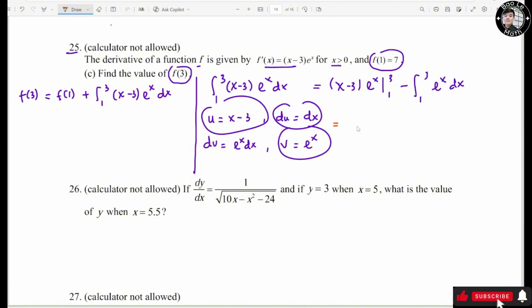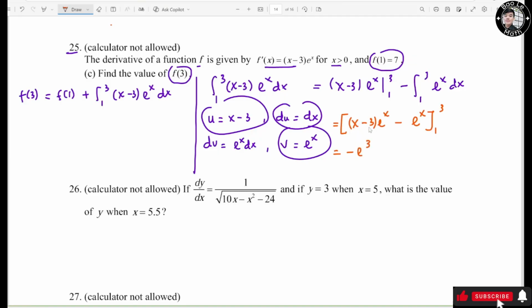It's going to be s minus 3e to the s, subtract the entire derivative of this one, which is e to the s. All together evaluated from 1 to 3. So I substitute 3 for s. The first one is 0. The second one is negative e cubed.